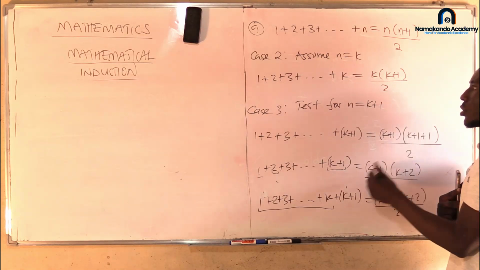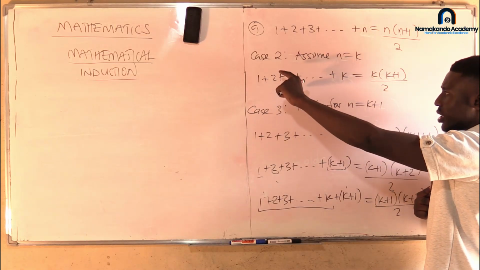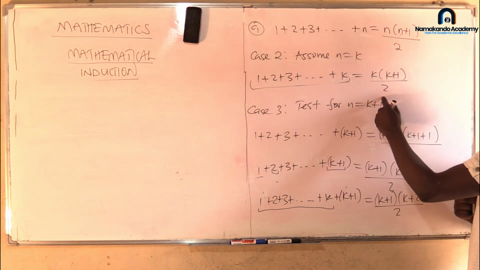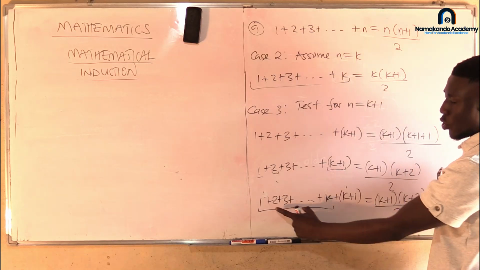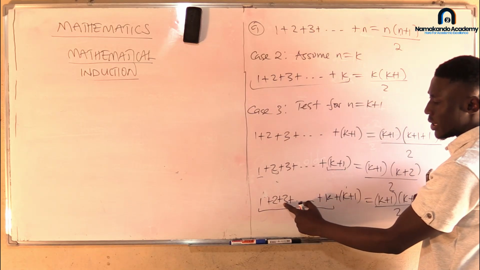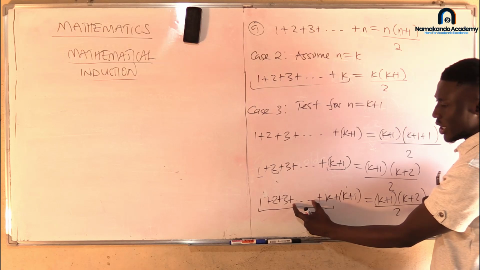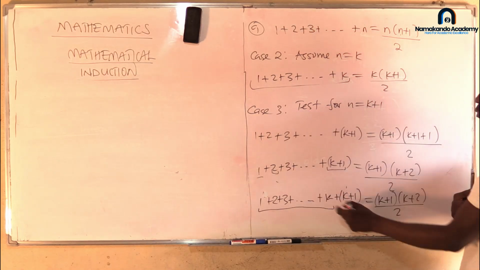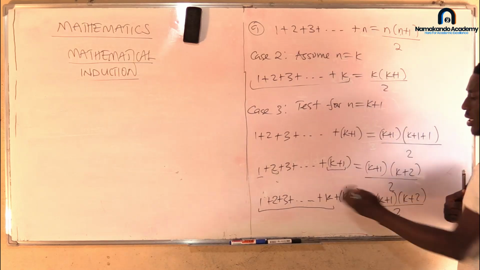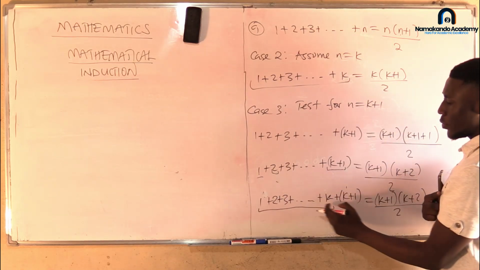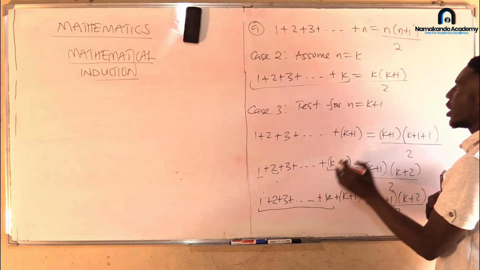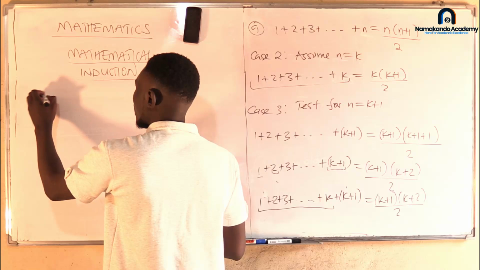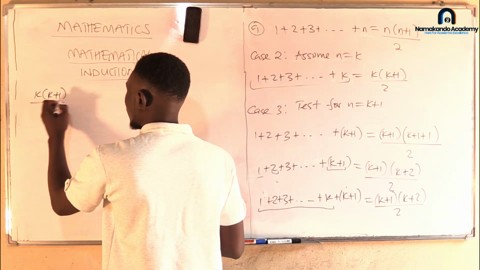Since case 1 was true, it means that even case 2 is correct the way it is. So this part is indeed equal to this. Where we have 1 plus 2 plus 3 plus the other terms which are not indicated, then plus k. From the third case, we can replace this with that since they're just the same. So the sum from 1 up to k will be replaced with that, and we obtain k times k plus 1 divided by 2.